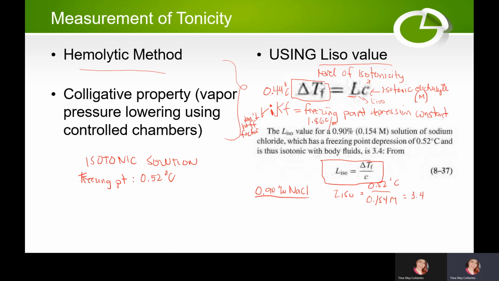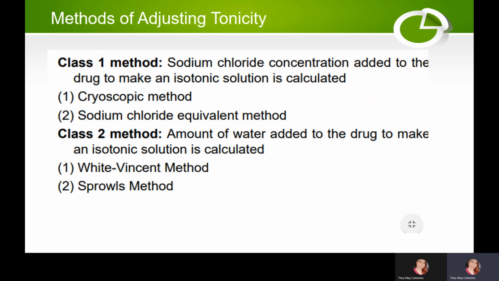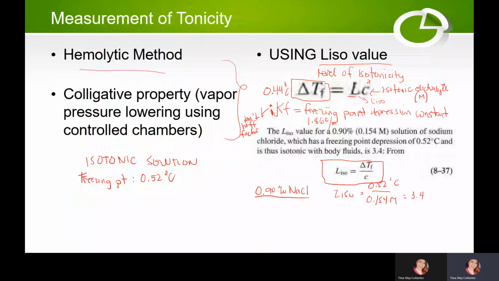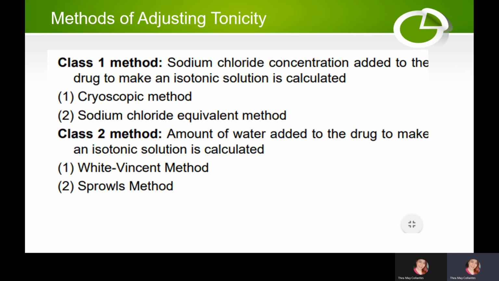So we'll proceed so you can see. LISO is important. So we have different kinds of methods on how to adjust your tonicity. For example, I am measuring and I tell myself, I have only reached 0.44. I still need another 0.08 degrees Celsius. So what should I do with my concentration? You now need the different methods to adjust your tonicity.